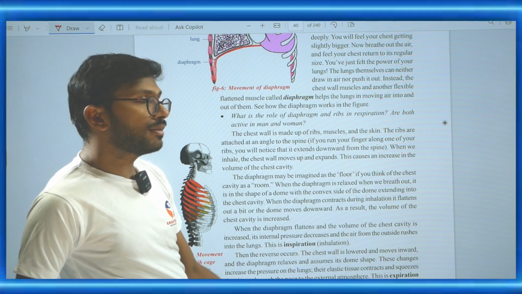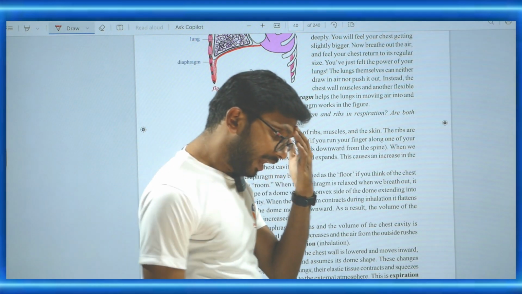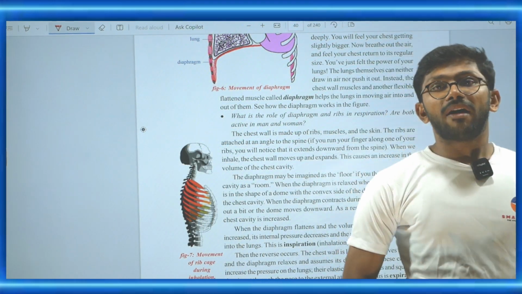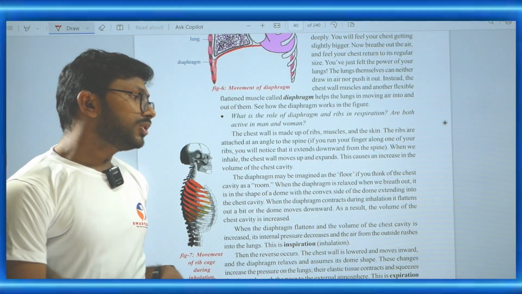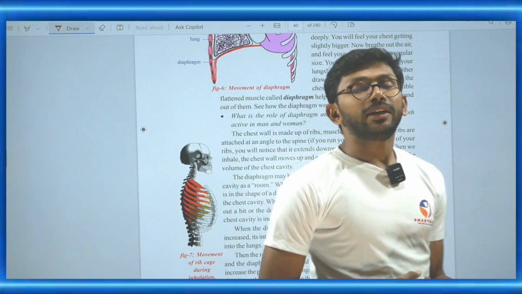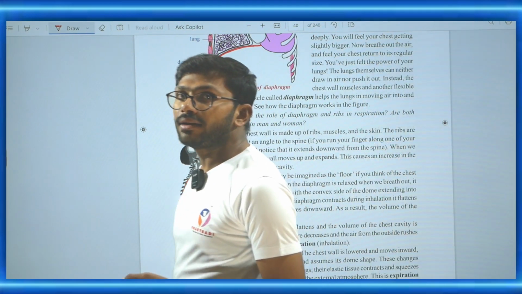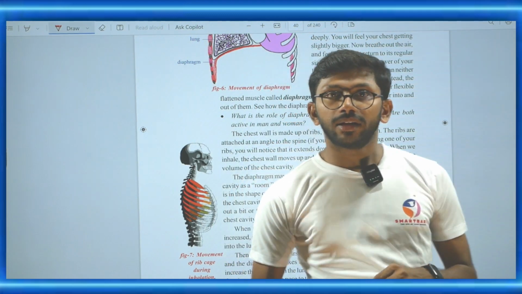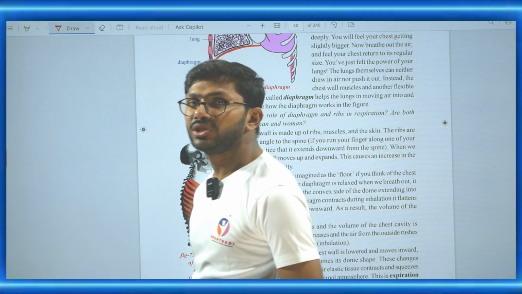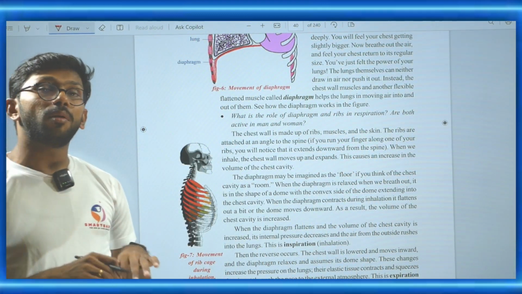During the intake of gas, the thing that occurs is the contraction of the diaphragm, and it moves downward forming a dome shape. During expiration, the diaphragm, which acts as the floor of the chest cavity, gets relaxed and returns to its normal shape, whereas during inspiration, it flattens.